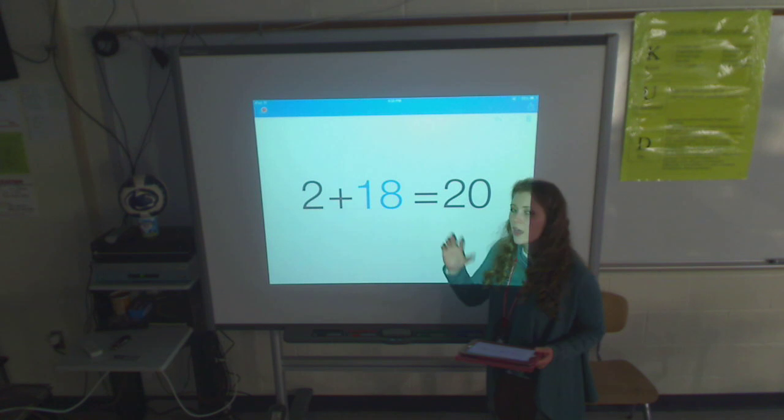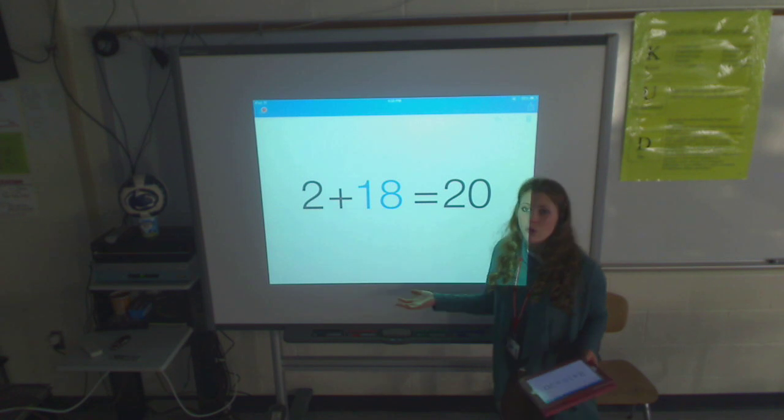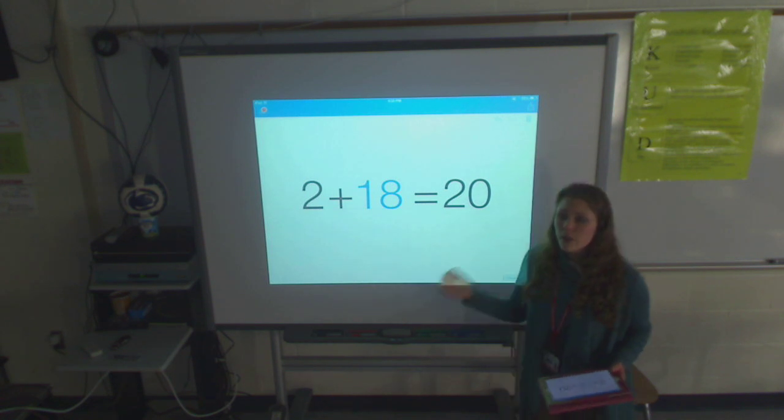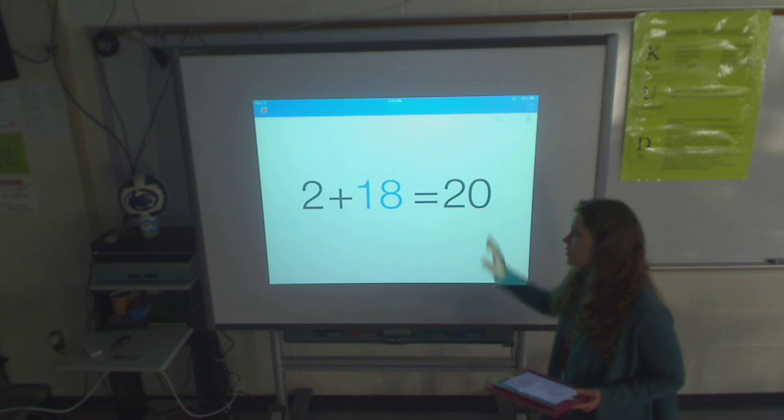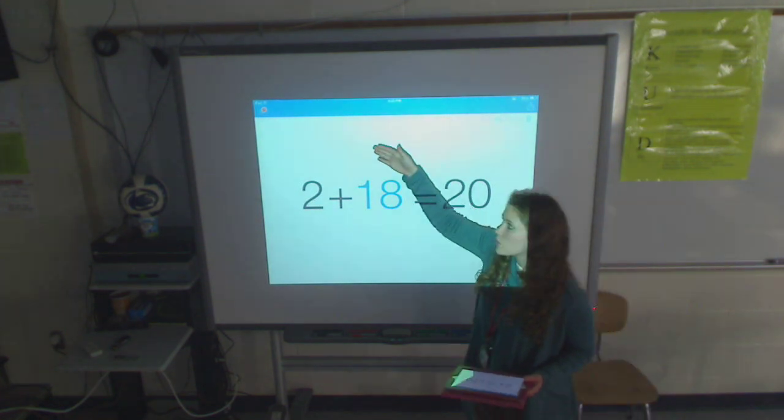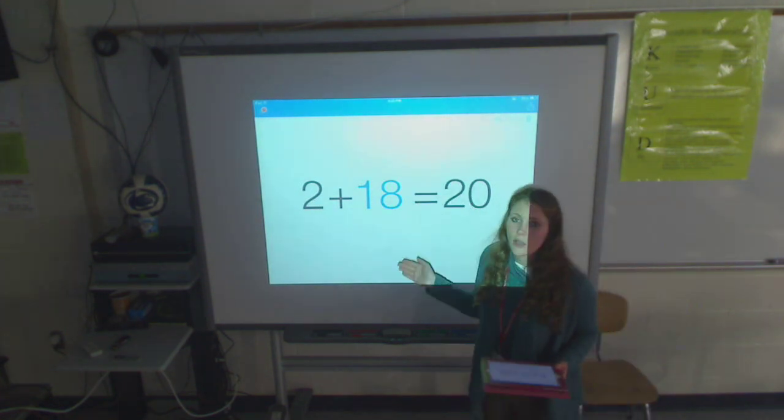So if you like that automatic feature, keep it on. If you don't like that automatic feature, there is a way to shut it off. In case you forget, it's always up in the upper left corner. Go to settings, automatic calculation, off.